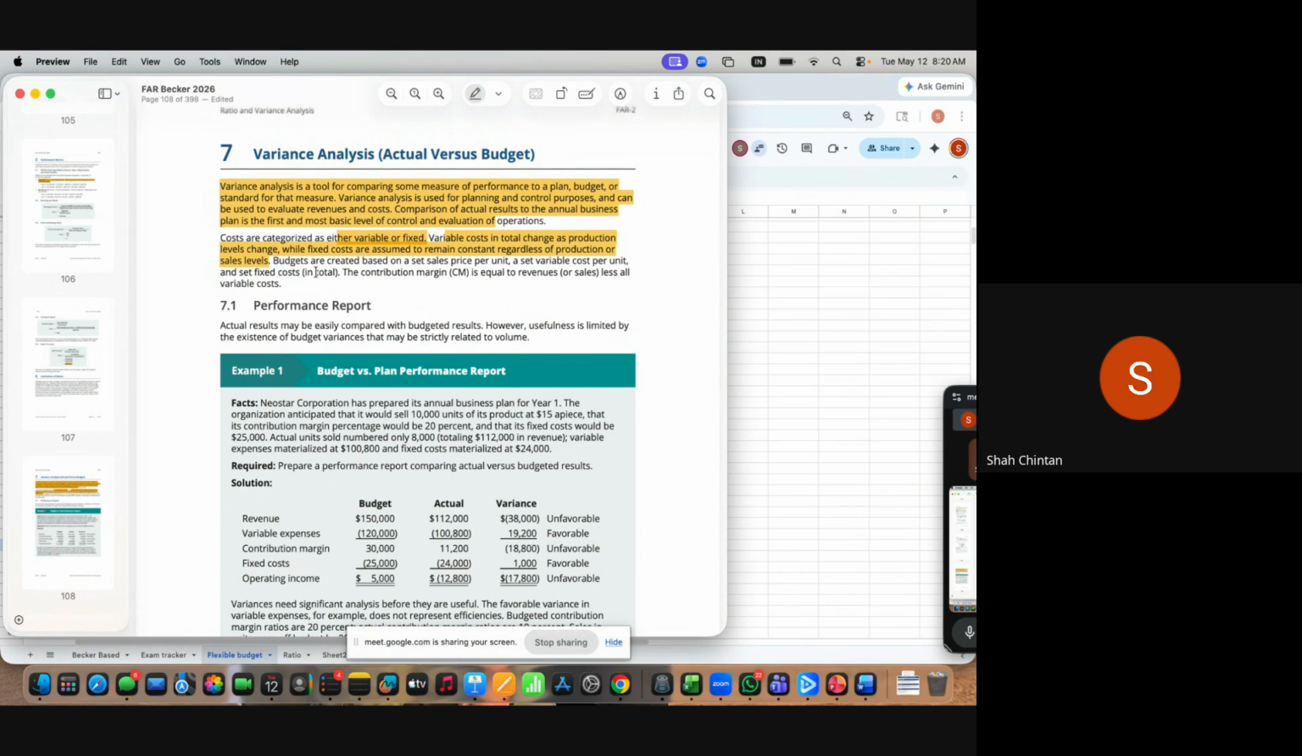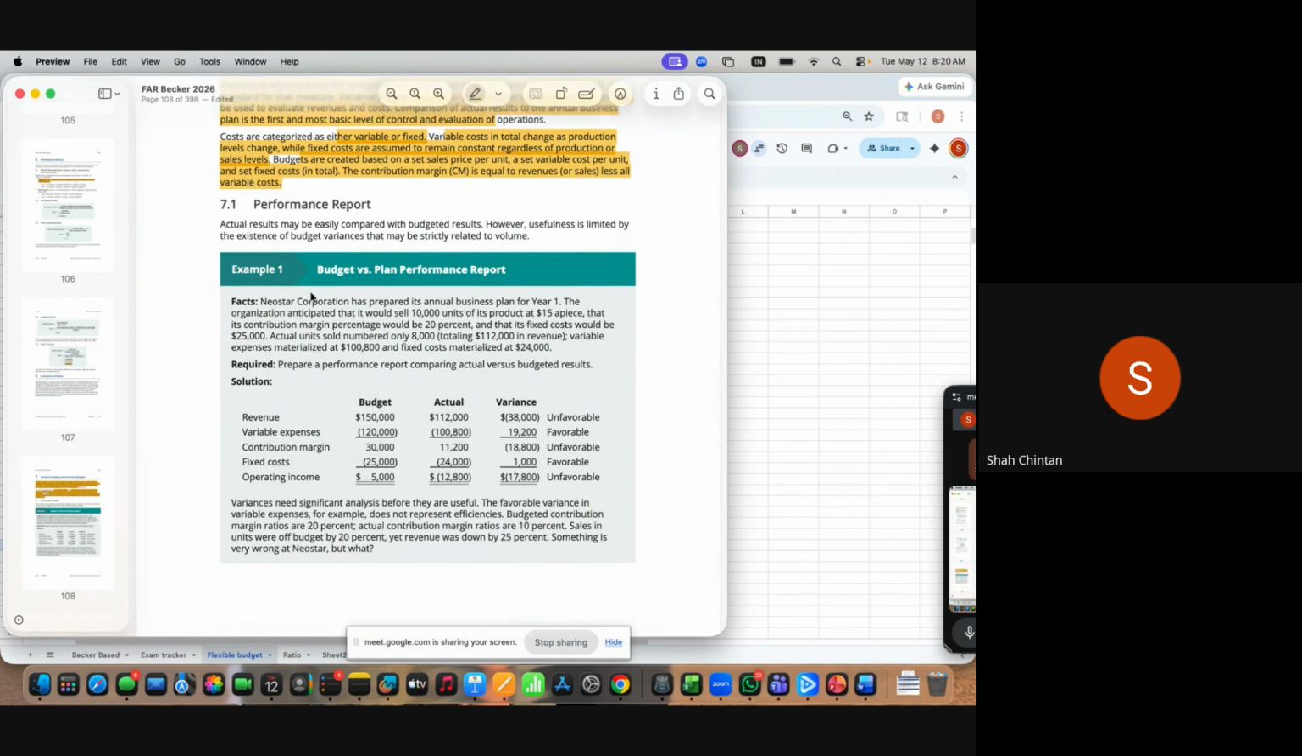हमने जो फॉर्मूला बताया, इन्होंने भी सेम फॉर्मूला रखा है. बजट्स आर सेल्स प्राइस लेस वेरिएबल कॉस्ट पर यूनिट लेस फिक्स कॉस्ट इन टोटल. कंट्रीब्यूशन मार्जिन का मतलब क्या होता है? सेल्स माइनस वेरिएबल कॉस्ट गिव्स यू द कंट्रीब्यूशन मार्जिन. अब आपका एग्जांपल देखते हैं जो बुक में दिया गया है.